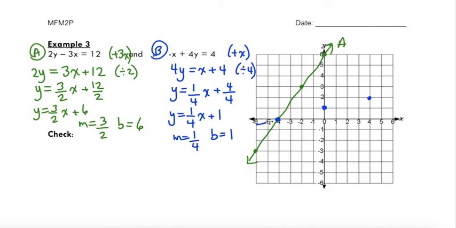So now I can connect my points using a straight line. Your line will be much straighter than mine. And I'm going to identify my point of intersection, which is at the coordinate -4, 0. And I can verify that by doing my left side, right side check.